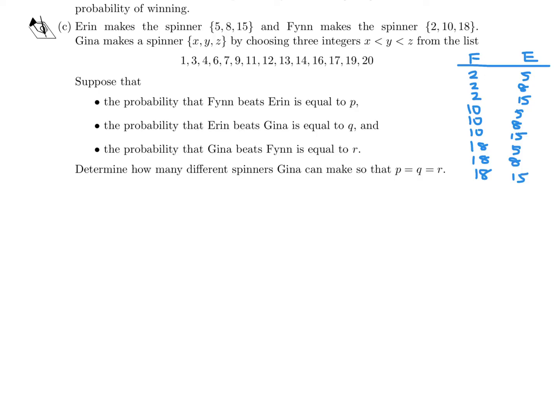Let's see what happens with Finn. In the first one, she loses, wins, loses, wins. So she won with the probability 1, 2, 3, 4, 5. So 5 out of the 9. So P is equal to 5 over 9. So that's fairly straightforward there. And then they're saying that this is equal, so that means Q is also equal to 5 over 9. And R is also equal to 5 over 9.